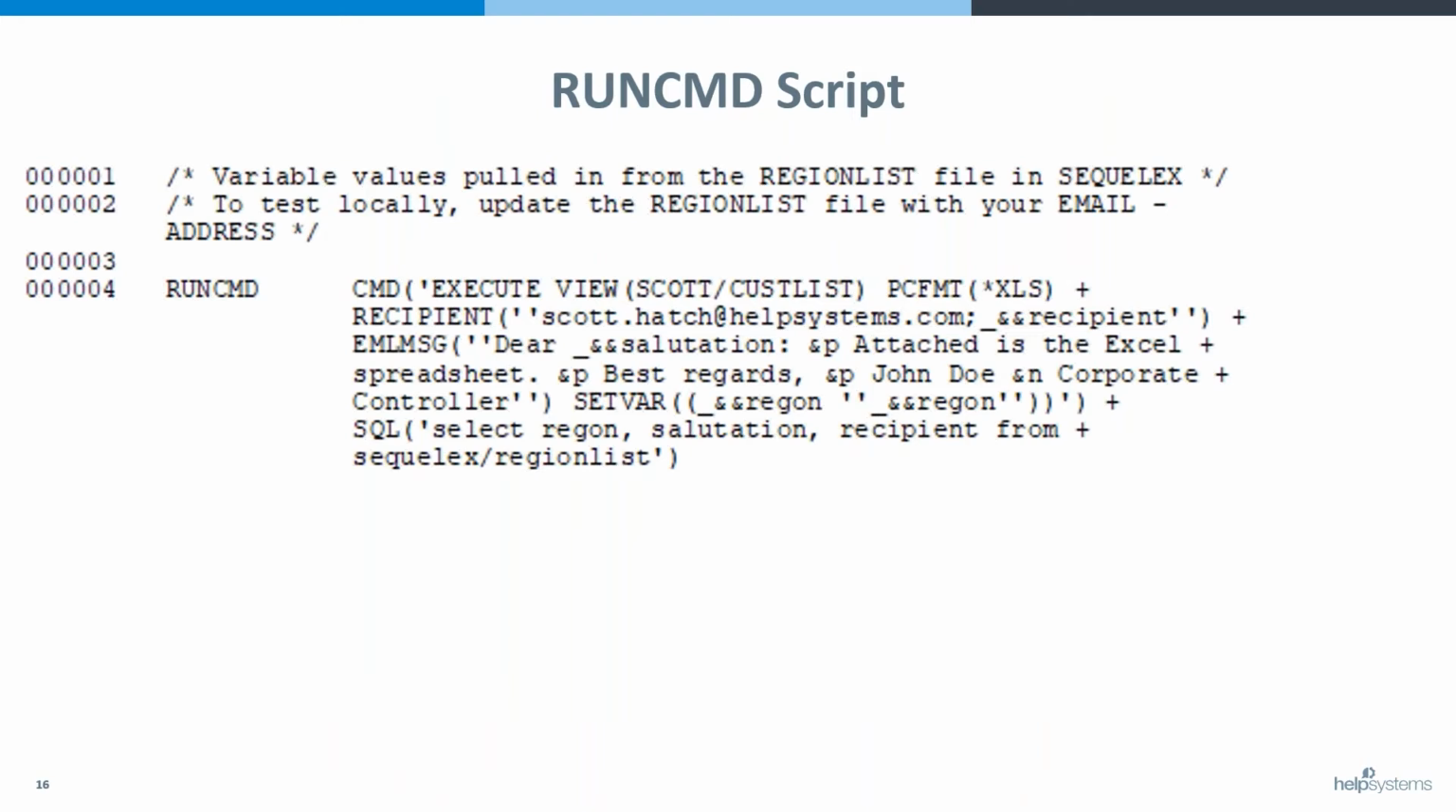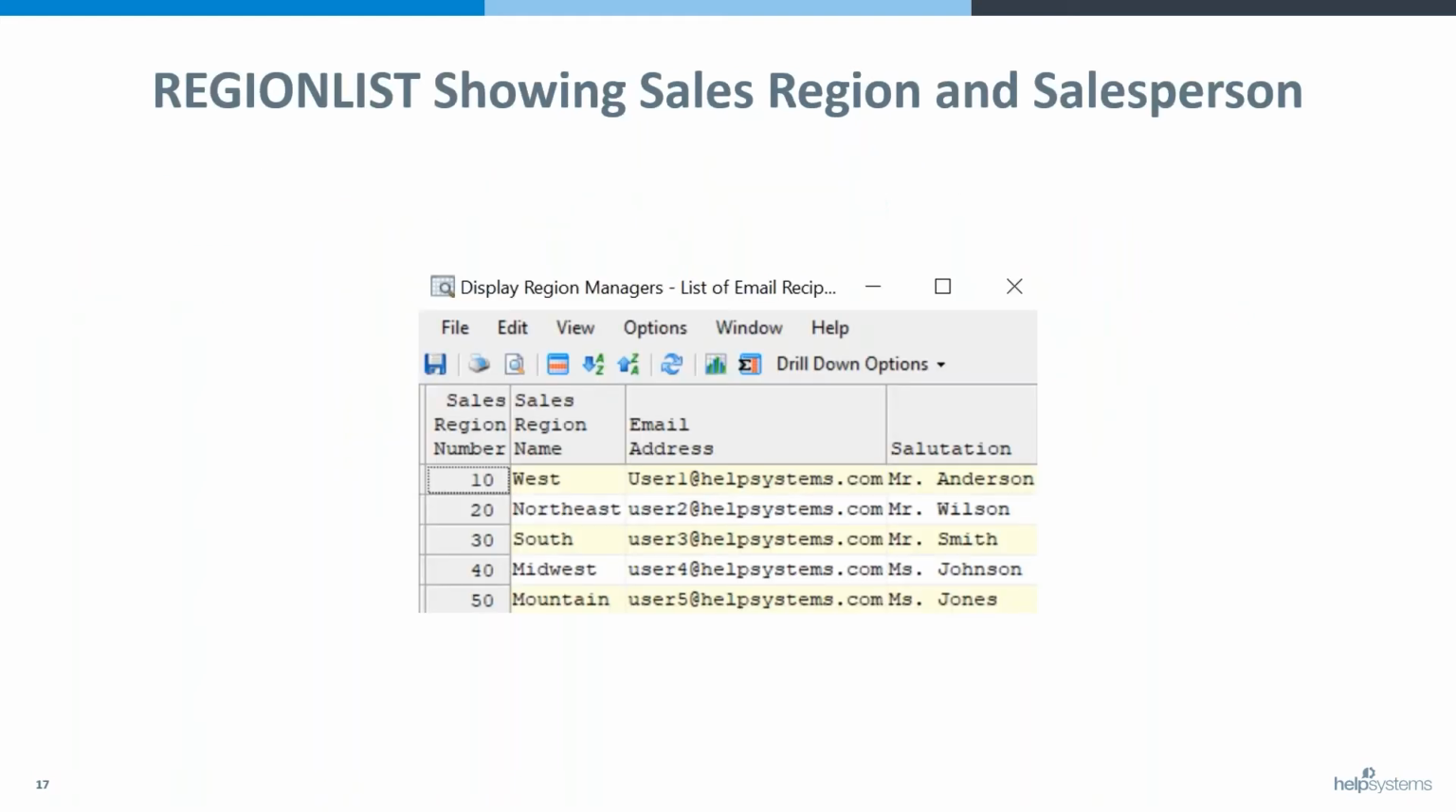Here's the script we will use for the run command. There are two parameters in this command, one being the command that drives this, and the second, the SQL that we will get the data from. We will be pulling the region, mail address, which is the recipient, and salutation from the REGIONLIST file. Here's the view showing data from this file.